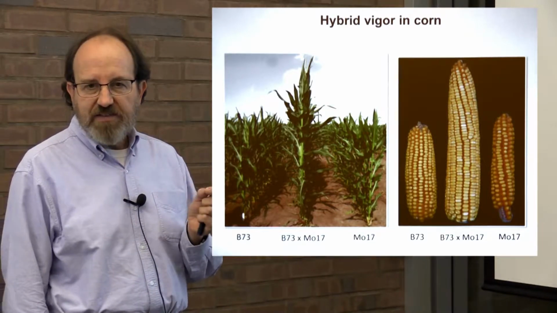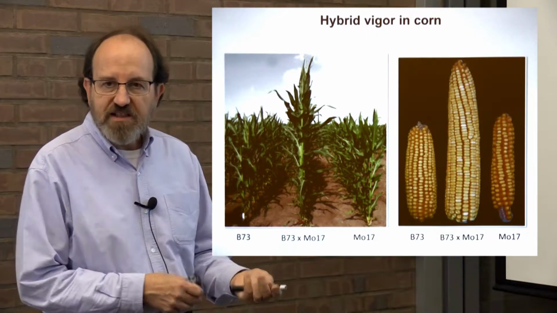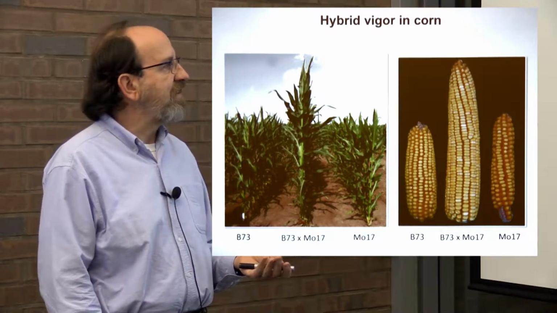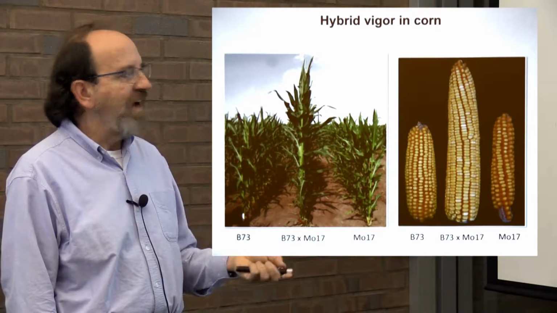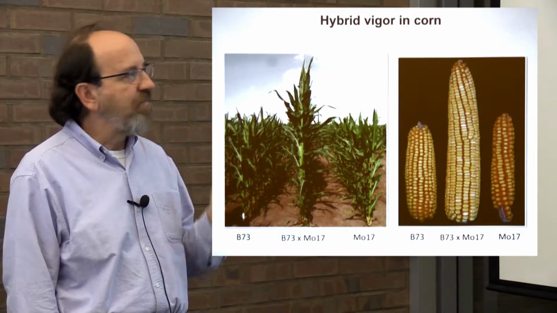And what's impressive about this hybrid is not just that it produces a large ear of corn, but it's more resistant to things like drought and the wind and other sorts of things. And what's also very impressive about hybrids is that they are genetically uniform. We have here two uniform parents, and they produce absolutely uniform offspring, hybrid offspring, but uniform.